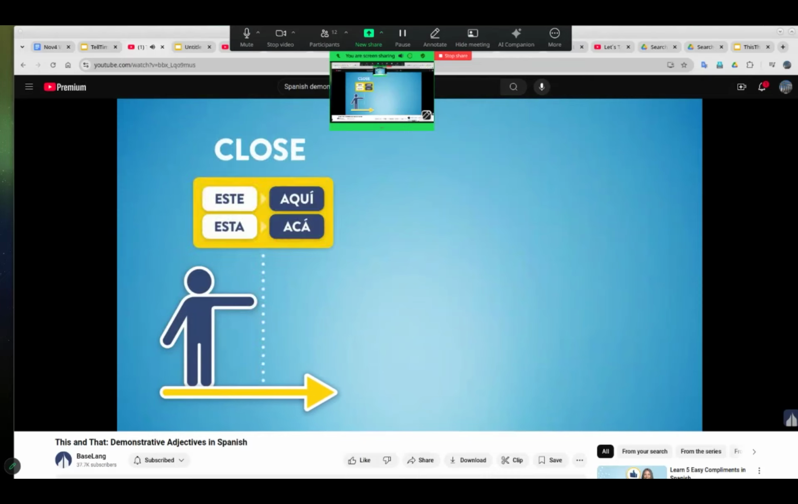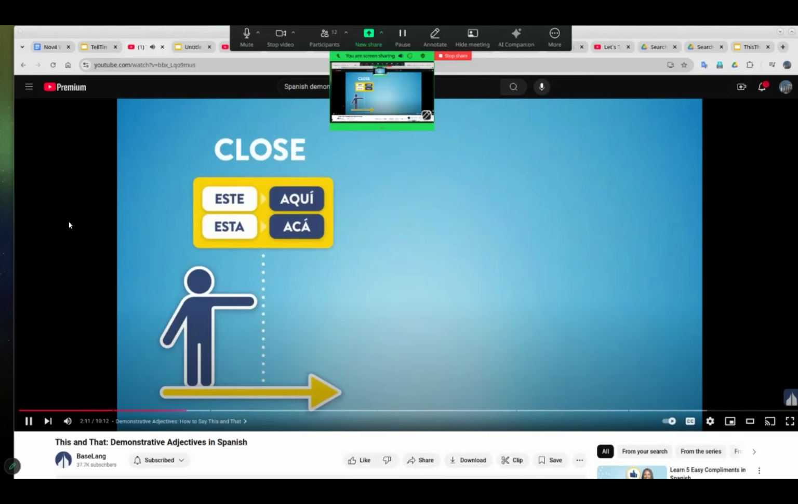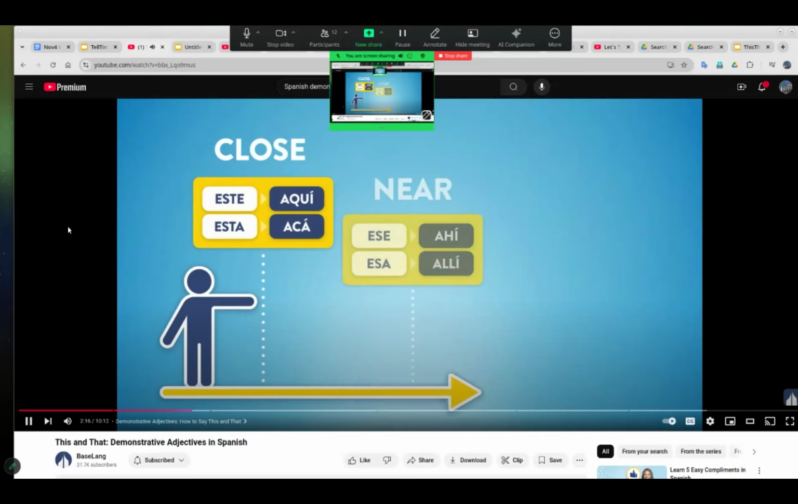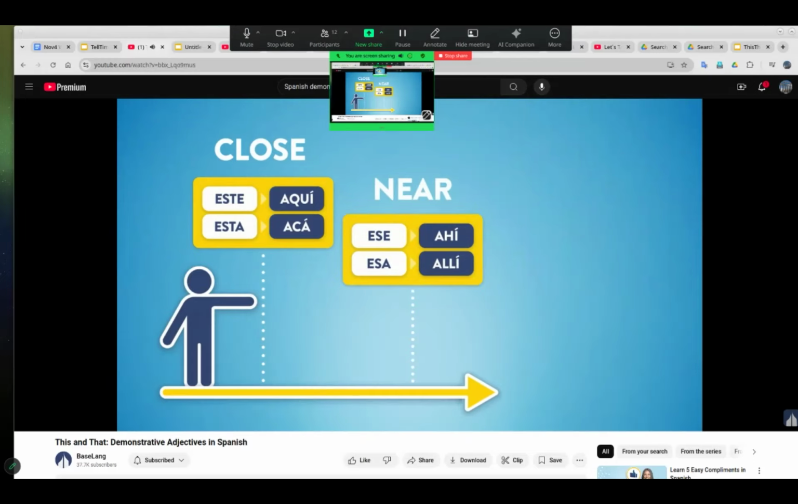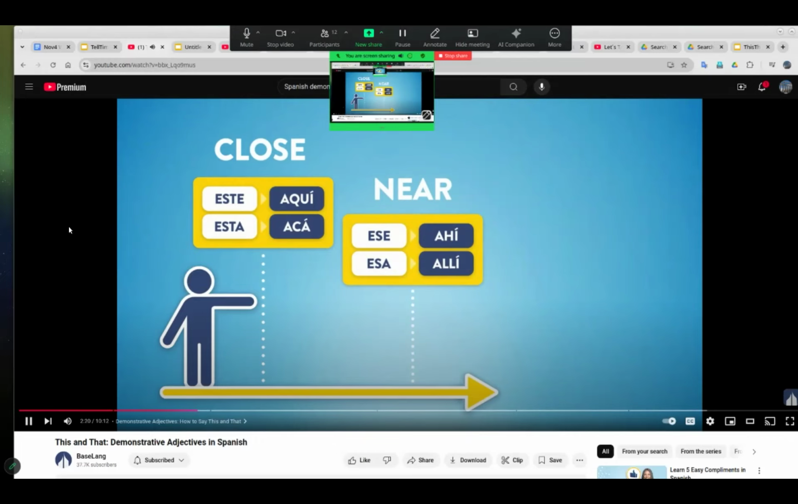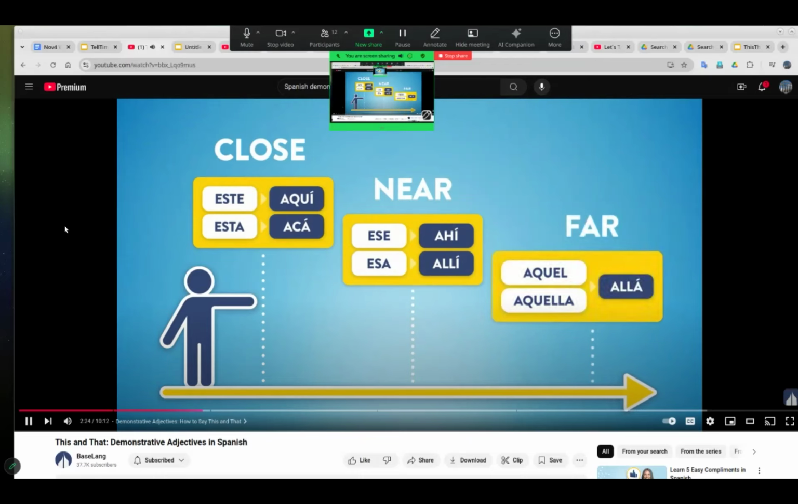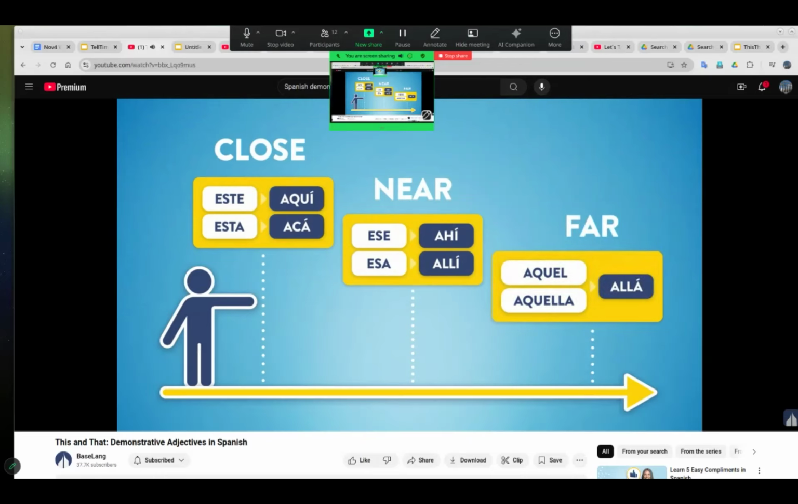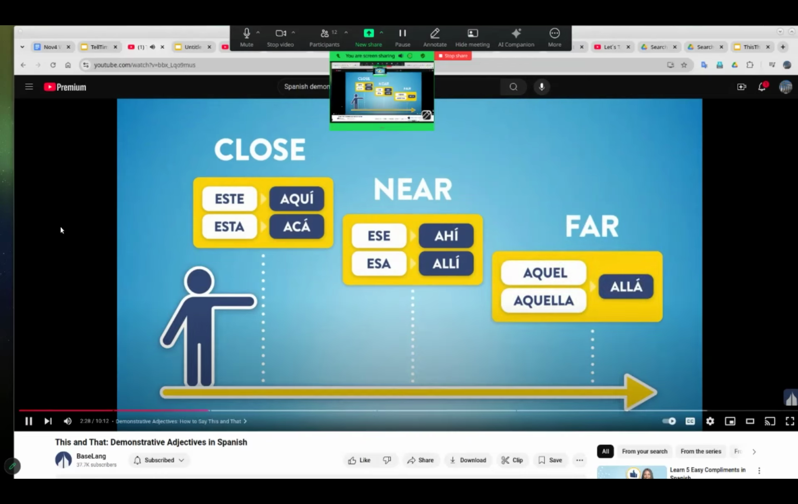There's close distance, or aquí or acá, with demonstrative adjectives este or esta. There's middle distance, or ahí or allí, with demonstrative adjectives ese or esa. And there's far distance, or allá, with demonstrative adjectives aquel or aquella. Okay, so let's look at these.